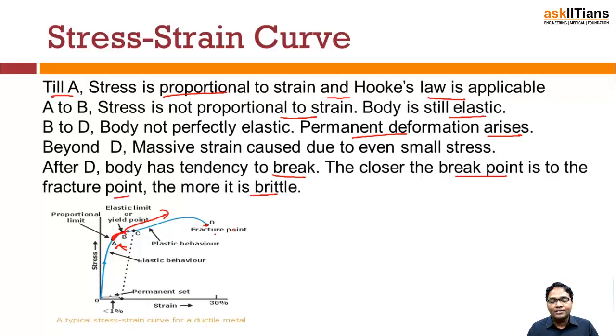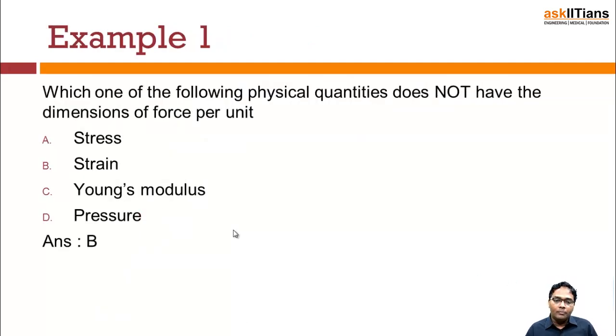So if you say that the break point is closer to the fracture point, the body will have more tendency of breaking down at a much faster pace, right? And that is going to be more brittle. If the break point is farther from the fracture point, that is, it gets fractured but it doesn't break out, in that case it is going to be less brittle. Okay, fine. Based on this, let's try to do some examples.